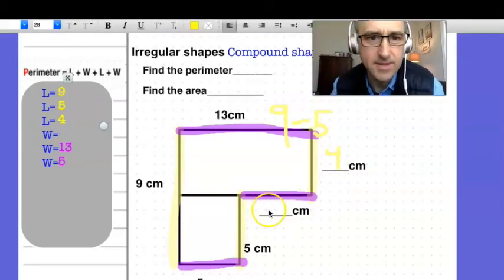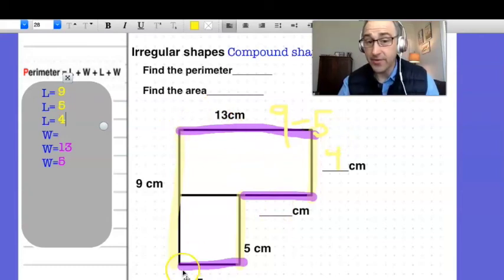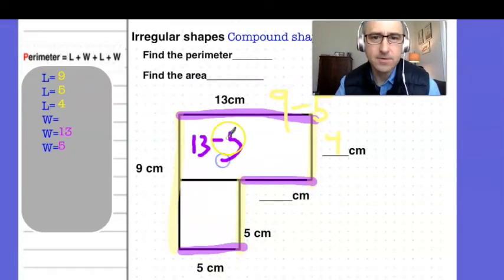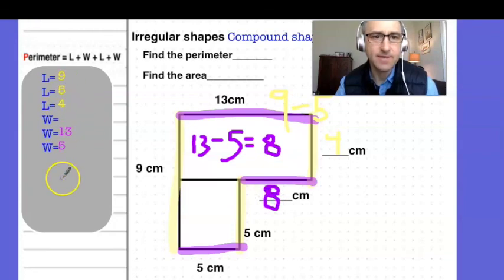I'm still missing this width here. I know the whole thing is 13. I know that a piece of it is 5. Again, I'm going to use subtraction. I'm going to take 13. What is 13 minus 5? That's correct. It's 8. And then I'm going to record 8 centimeters on this side.